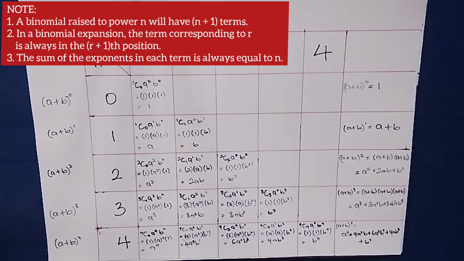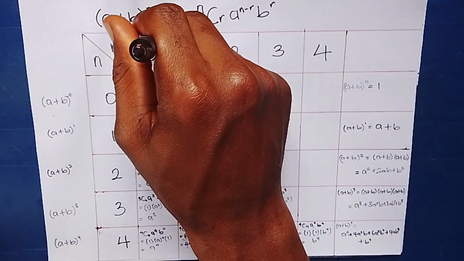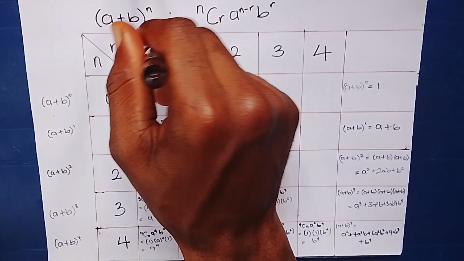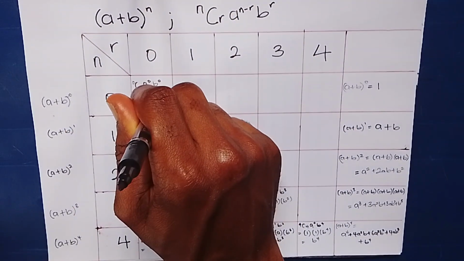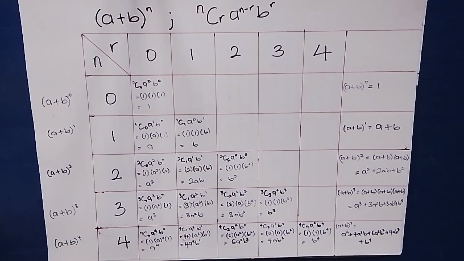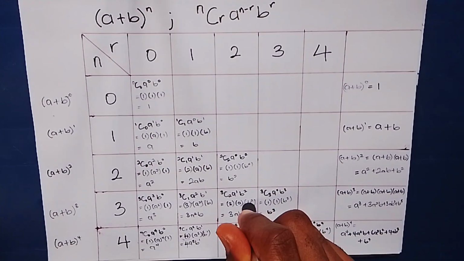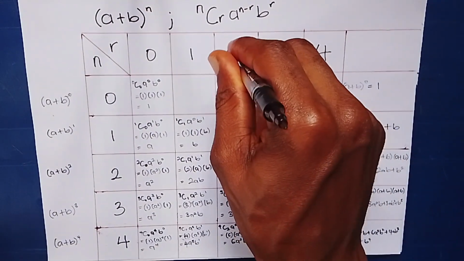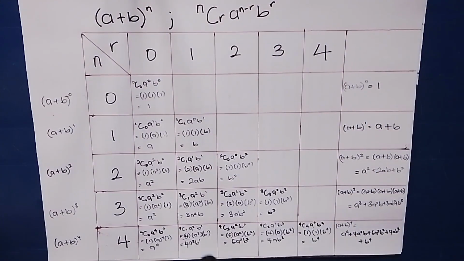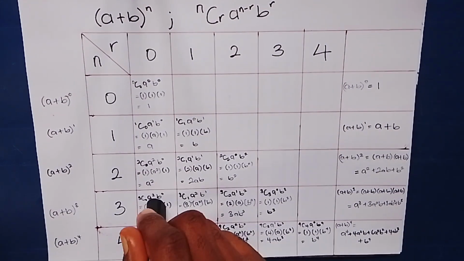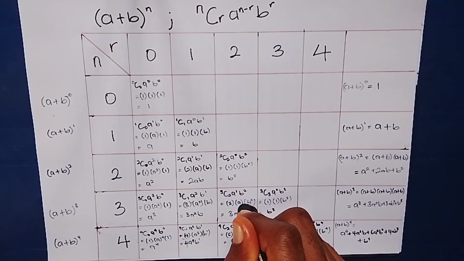And number 2, note, in a binomial expansion, the term corresponding to r is always in the r plus 1th position. That is, this term now corresponds to r equals 0. So r plus 1, 0 plus 1 is equal to 1. So it's the first term. Let's pick something random. This corresponds to r equals 2. So r plus 1 is 3. So that makes this the third term. 1, 2, 3. Do you understand that?